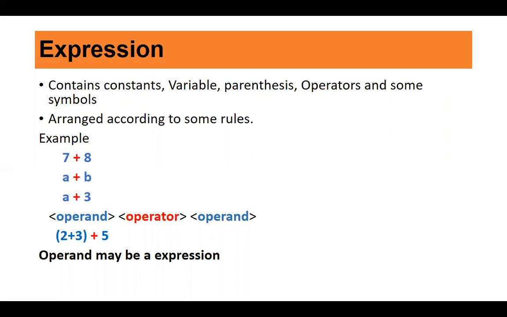So a simple example of an expression, if you look here, you have 7 plus 8. Now here 7 and 8 are the constants and plus is an operator, right? So these are the operands and this is an operator. Fine. Another example, a plus b. So a is a variable, b is a variable, plus is an operator. Similarly, you can have a combination of variables and constants. So when an expression is arranged in this way, that is operand, operator and operand, this is a binary operator which needs two operands, right? So these are examples of expressions containing binary operators.